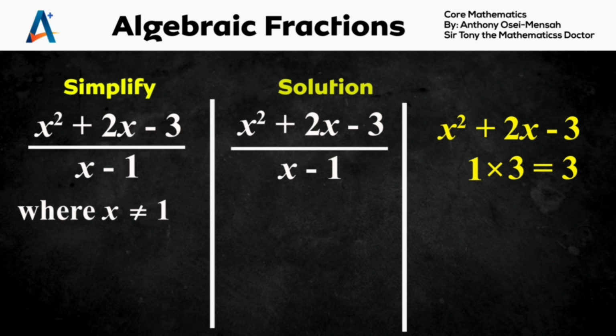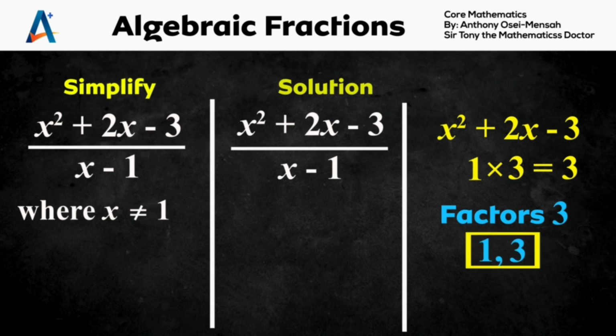Now, the factors of 3. 3 is a prime number, so the factors of 3 will be 1 and 3. So 3 will have only 2 factors because it is a prime number. Now the factors are the numbers that can multiply to give you that number, or the numbers that can divide this particular number 3 without a remainder. So I have the factors as 1 and 3.